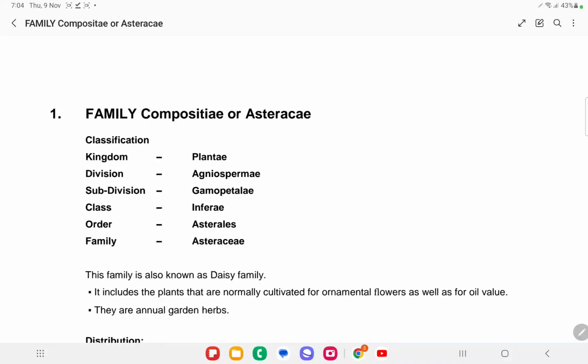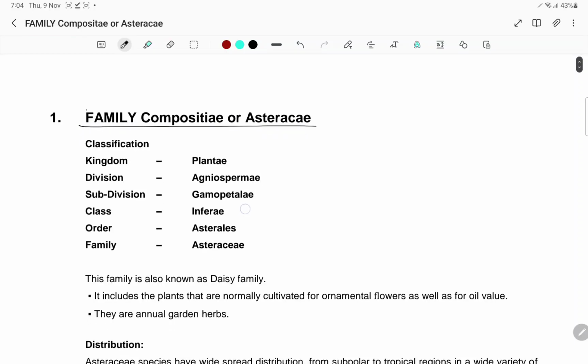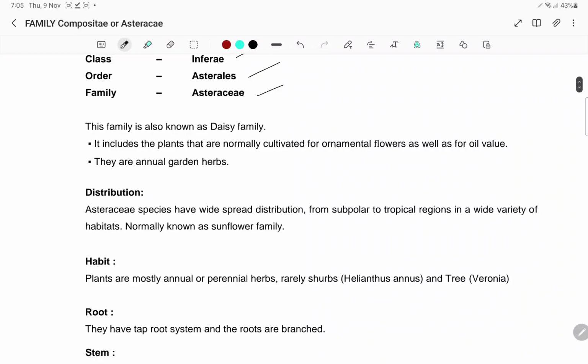Family Compositae, or as we otherwise call it, Asteraceae. They come under the kingdom Plantae, Angiospermae, and these are Gamopetalae, meaning fused petals, Inferae, class Astrales, and Asteraceae. The family is also known as the Daisy family.